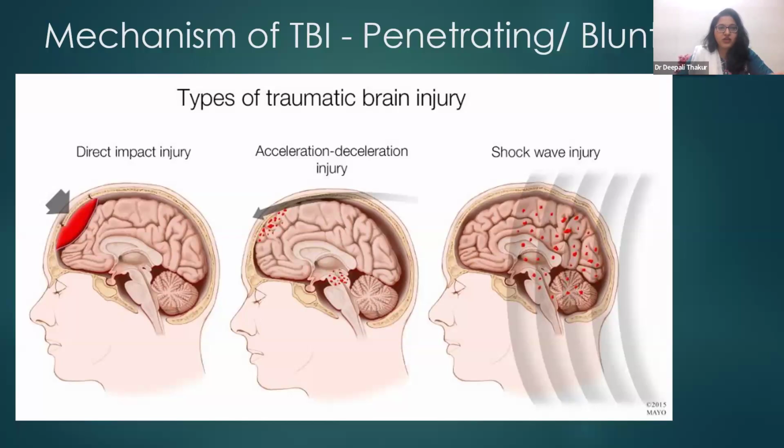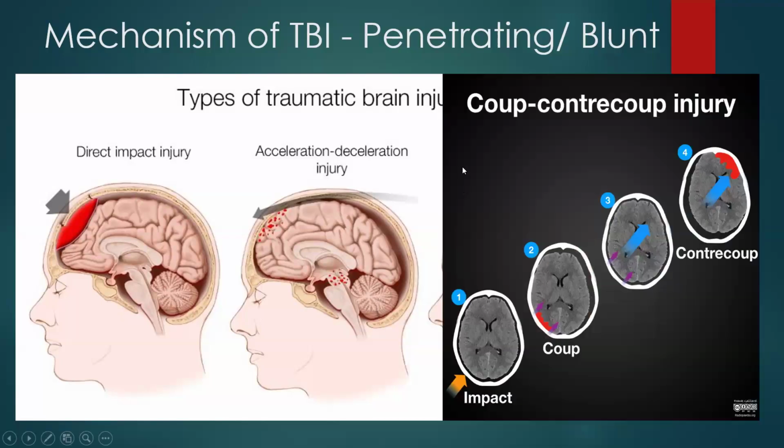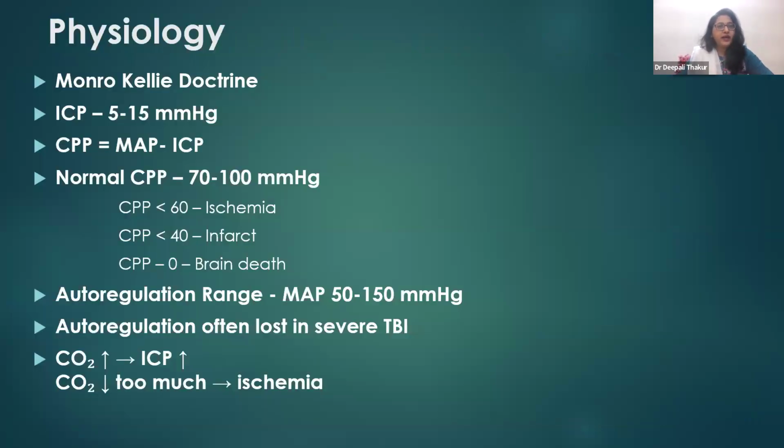It may be either a penetrating or blunt injury. So the injury may be because of direct impact. It may be an acceleration-deceleration type of injury, or it may be a shockwave injury in case of blast injuries. There can also be a coup and contrecoup mechanism wherein the impact happens and the injury happens exactly at the site of impact and exactly on the opposite side of the impact.